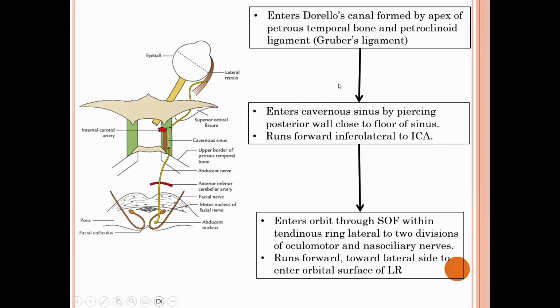It enters the cavernous sinus by piercing the posterior wall close to the floor of the sinus. Here it is entering the cavernous sinus, and it runs forward inferolateral to the internal carotid artery. It enters the orbit through the superior orbital fissure, within the tendinous ring, lateral to the two divisions of the oculomotor nerve and the nasociliary nerve. So it is lying here in the superior orbital fissure. It runs forward toward the lateral side to enter the orbital surface of the lateral rectus, and it supplies the lateral rectus.